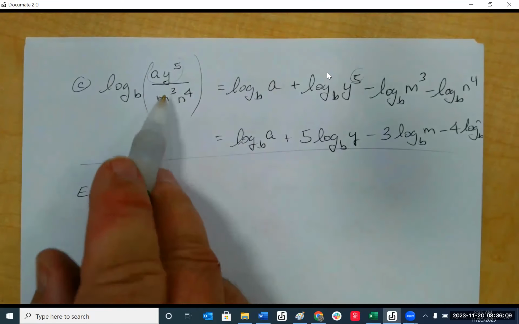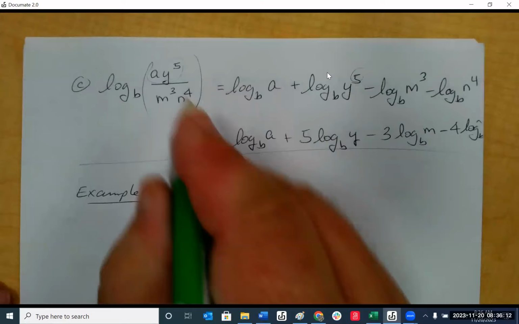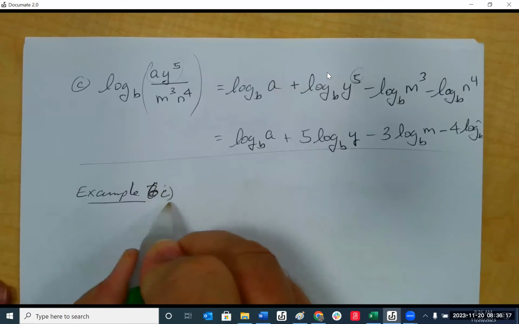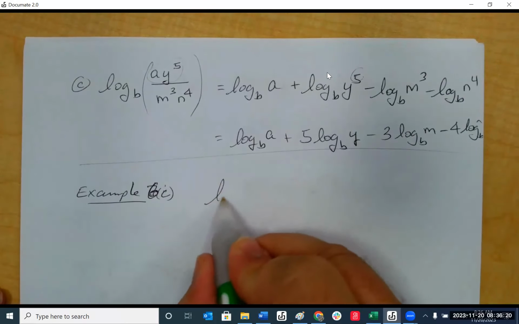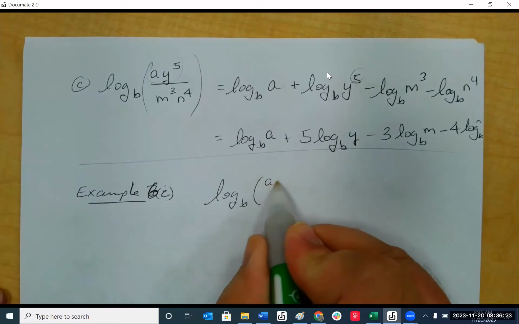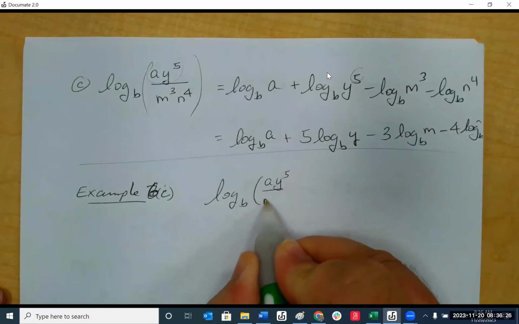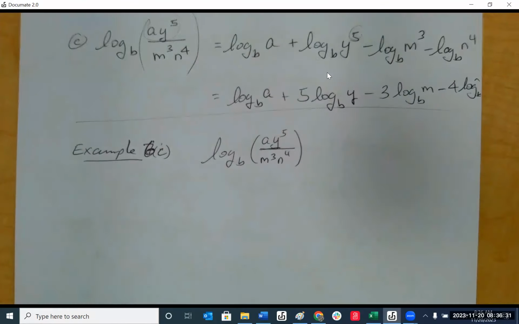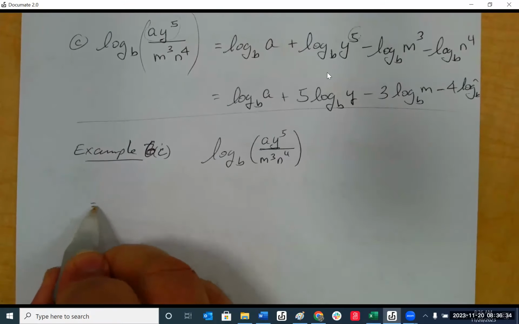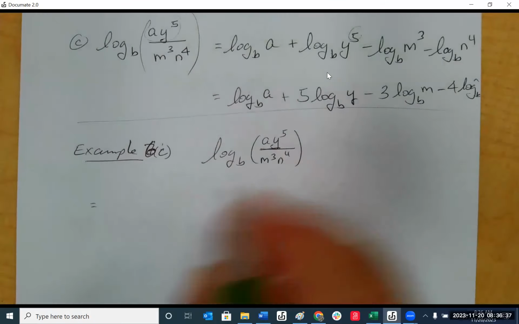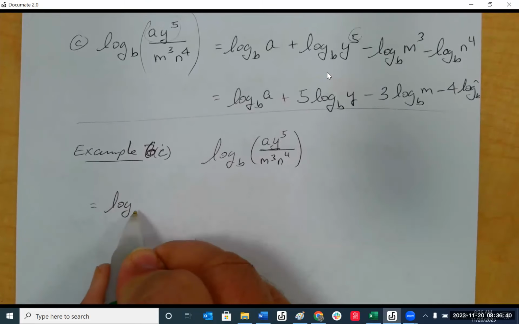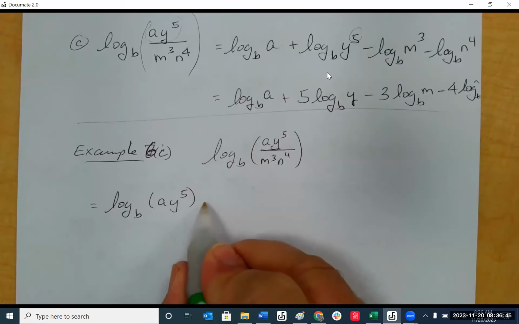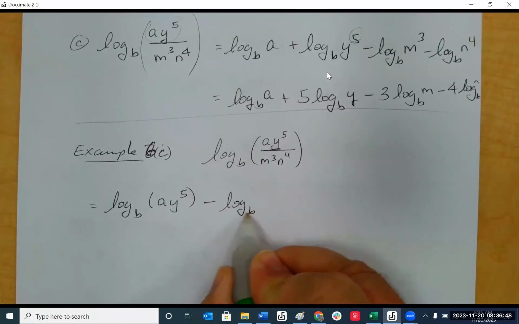Or if you wanted to, before we do the next one, let's do this one the other way. Let's do that one again. Example 6C again. Log base b of a y to the 5th over m to the 3rd n to the 4th. We see it's a quotient. So we have the top first minus the bottom.